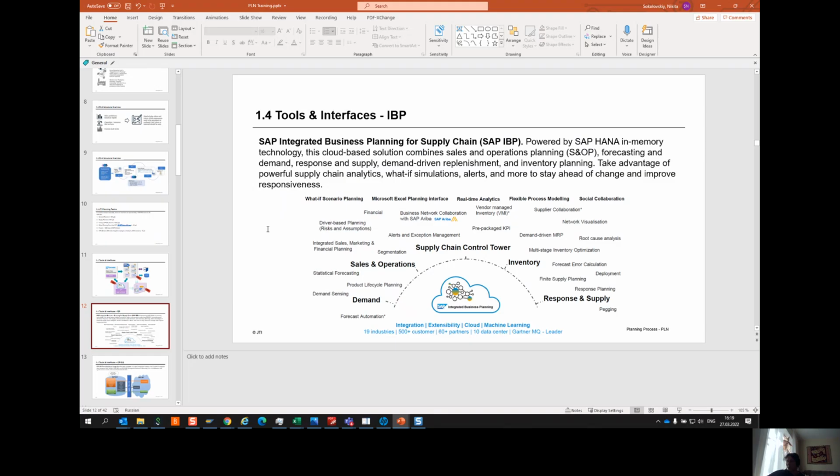So this is a really profound and big platform containing a lot of tools, and lots of mathematical algorithms are embedded in this platform. And we will, of course, talk about it more later when we start the demand planning module.